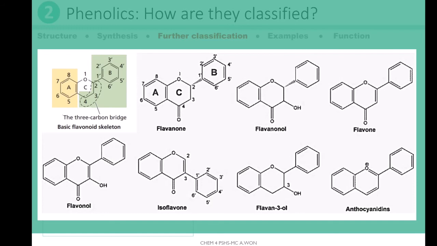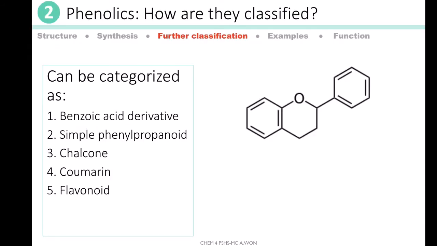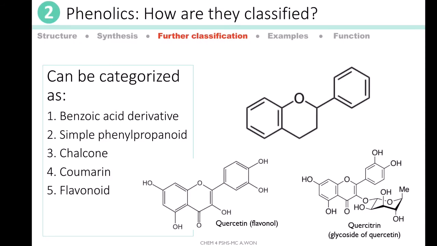Flavantriol, meron tayong alcohol group sa carbon number 3. And lastly, anthocyanidins. We have a charge on the oxygen. So this is an ionic compound. Anthocyanidins are positively charged. These are some examples. So we have here an example of a flavonol, but then we also have here the same structure but with a molecule of sugar. So flavonoids can also have glycosides in their structure.